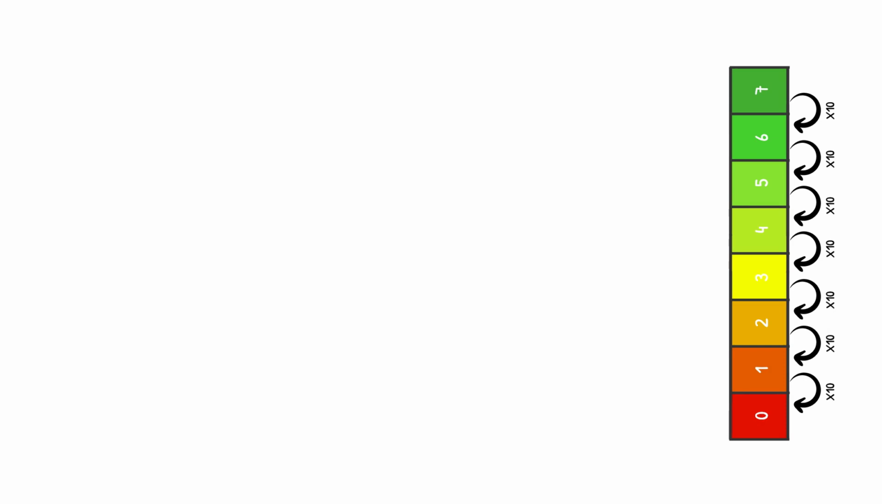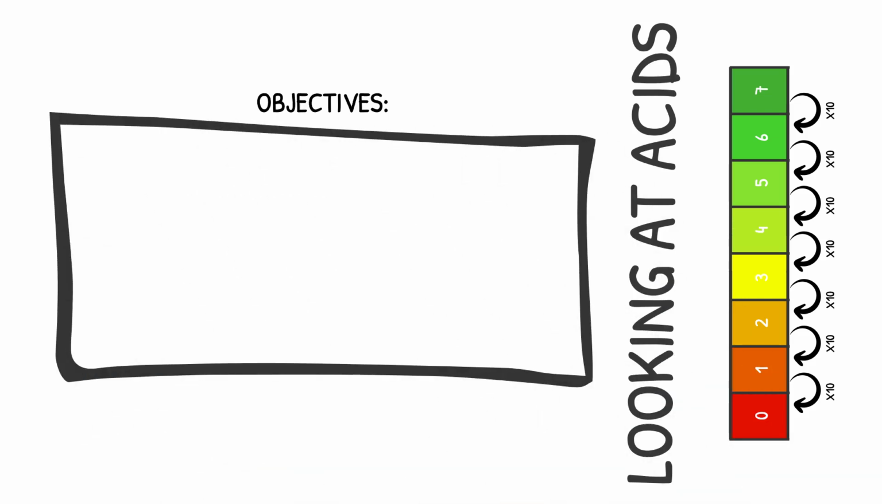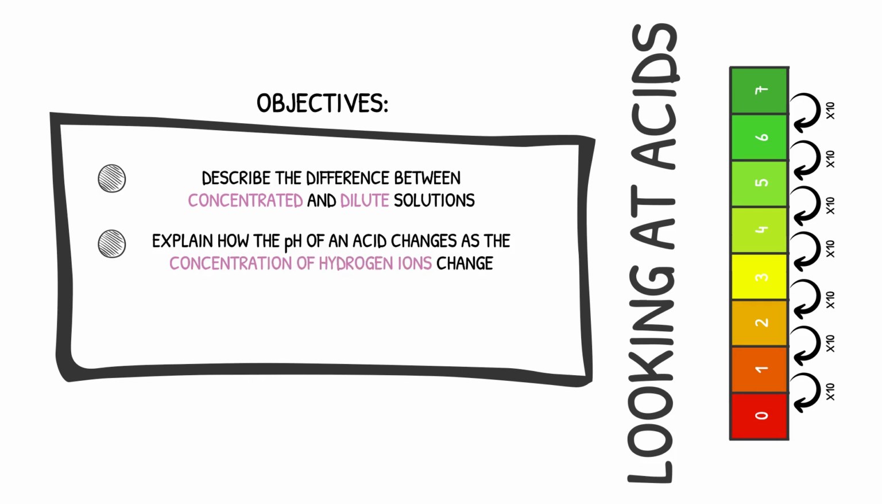In this video, we are looking at acids. By the end of this video, you should be able to describe the difference between concentrated and dilute solutions, explain how the pH of an acid changes as the concentration of hydrogen ions change, and explain the difference between strong and weak acids. So, let's go.